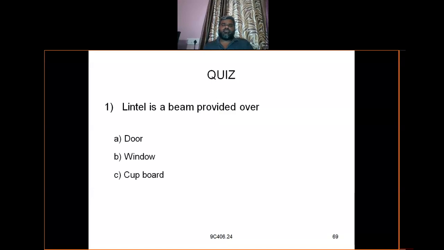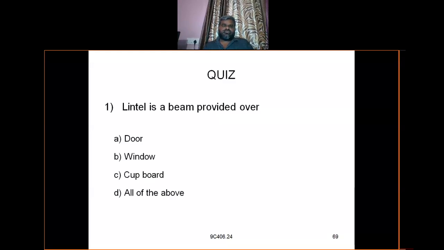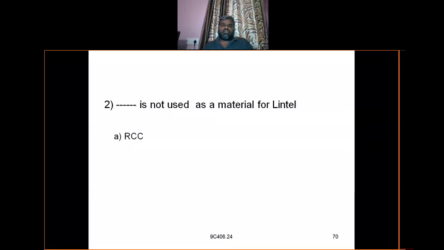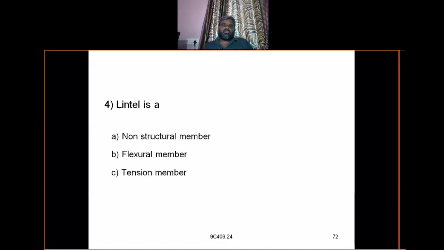A lintel is a beam provided over a hollow pier for construction of a masonry wall above an opening. A lintel is a non-structural member. It is a flexural member, but it is a non-structural member.